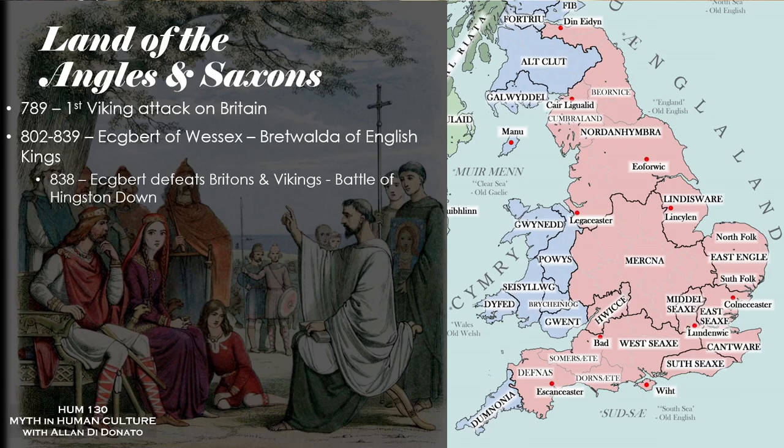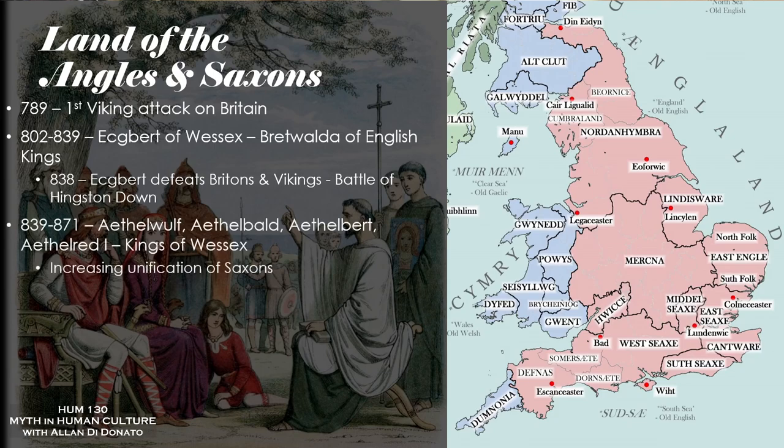Anyways, Egbert ultimately defeats opposition by the Britons, who have united with the Vikings at the Battle of Hingston Down. After his death, you have leadership passed to his son Ethelwulf and his sons. So between 839 and 877, you have Ethelwulf, Ethelbald, Ethelbert, Ethelred, kings of Wessex, and increasing unification.